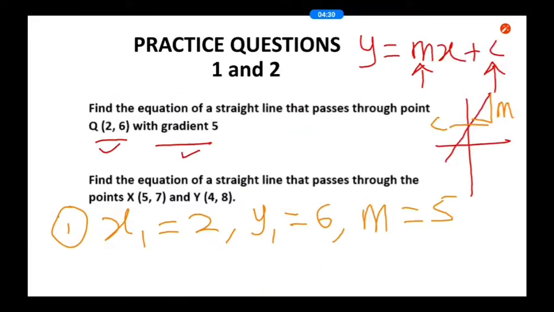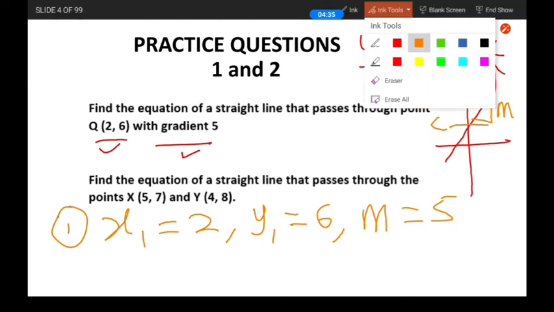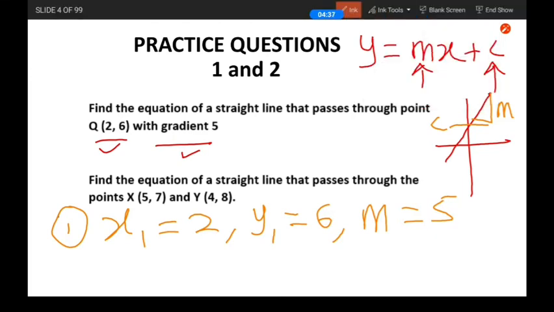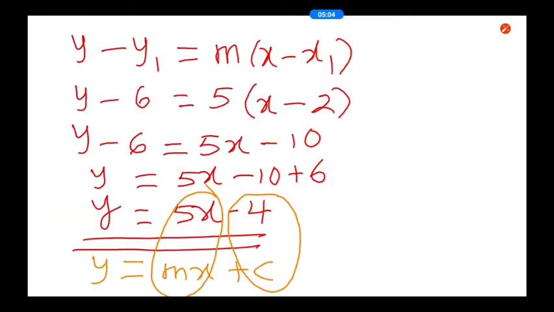Now for question 2, it says find the equation of a straight line that passes through the points (5, 7) and (4, 8). It means 5 is x1, 7 is y1, 4 is x2, 8 is y2. Remember that coordinates are usually represented as (x, y). Very good. So let's solve that question now.